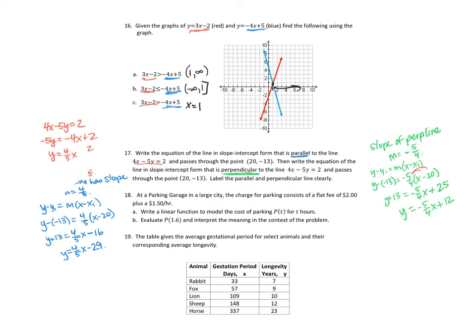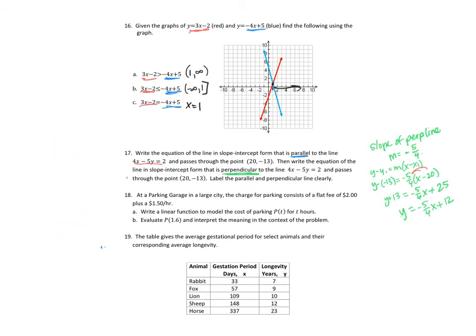So the next one says, at a parking garage, the charge for parking is a flat fee of $2 plus $1.50 per hour. Now I want to write a linear function to model the cost of parking for t hours. All right, so here we go. So we'll say P of t is equal to, well, we've got to pay that $2.